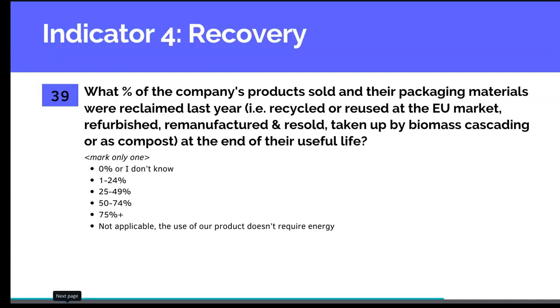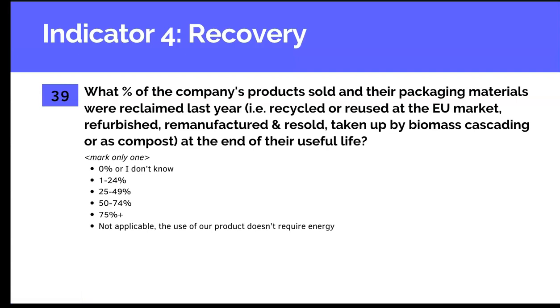And we have arrived at the 4th indicator, and that is recovery. The first question in this category is asking for the percentage of the company's products and their packaging materials that were reclaimed in the past year at the end of their useful lifetime. So this question is not asking whether the company is part of an extended producer responsibility mechanism or scheme. Rather, it is asking whether it has its own take-back or buyback mechanism in place. So going beyond the collective extended producer responsibility schemes.